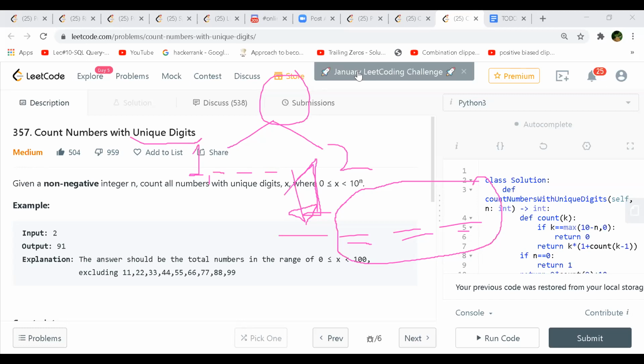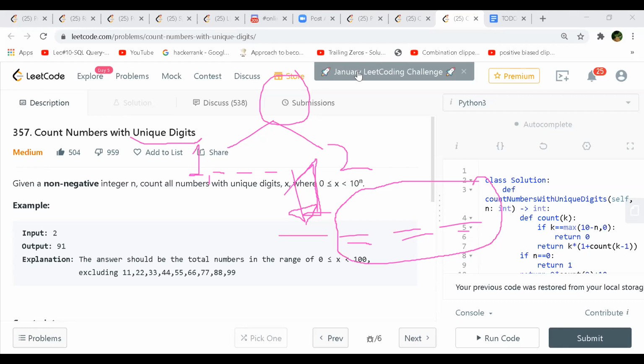So in this example, wouldn't the answer be 19? Am I getting that wrong? Because if you put 1 in the first place, then the only possibility is to put 9 in the second place, right? No, actually, what it says is, if you are given an input 2, you need to find all the non-negative integers which have unique digits. So how many unique numbers can you form?